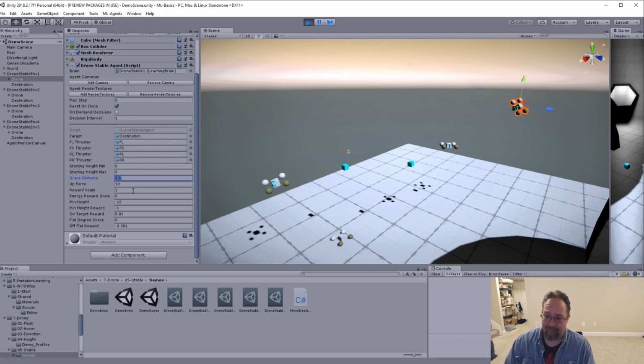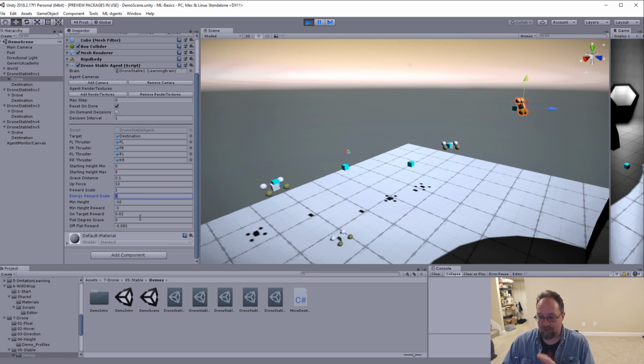0.1 seemed to work. Up force: these are modeled using Unity's physics, so they do actually have 4 thrusters, and that is the maximum amount of force. Basically with the 4 thrusters, they can go up or down, so it's -1 to 1, and I just multiply that by a scale. So they each get 10 units of force. Now, reward scale is how much they get for being on the point, as determined by the grace distance.